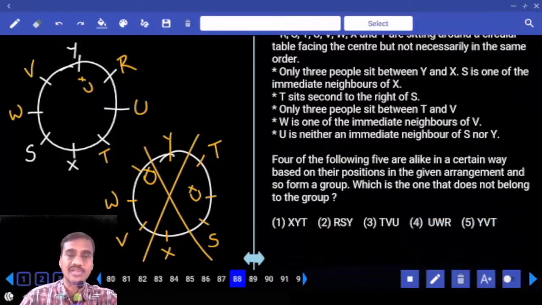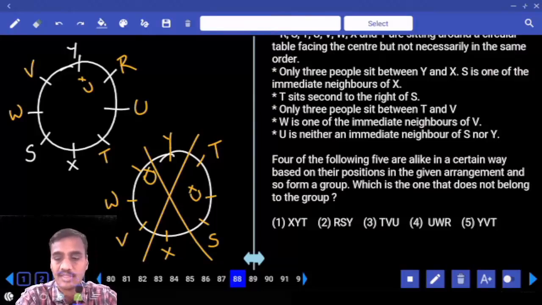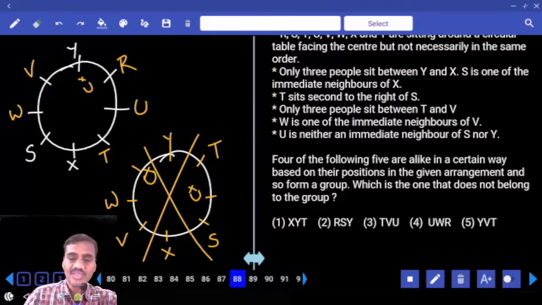And coming to question number 88. And 4 out of the following means odd one out. And X, Y and T. Now X and T.